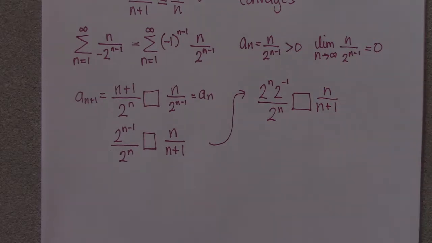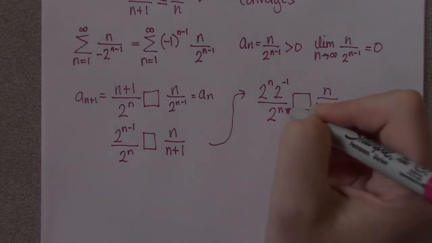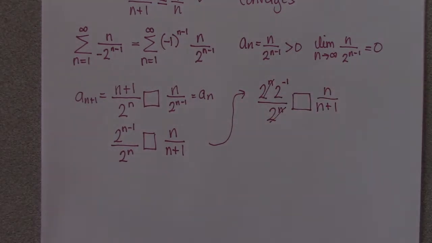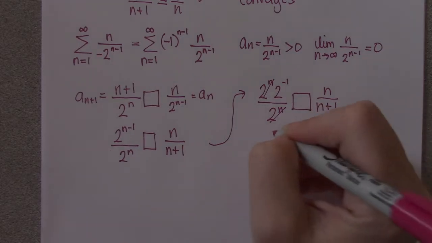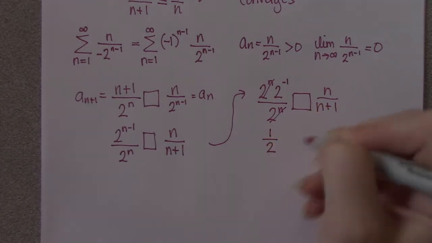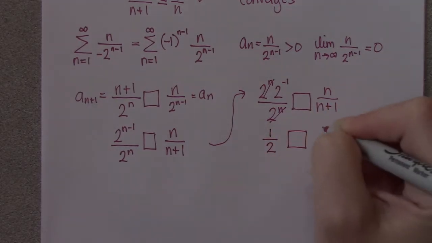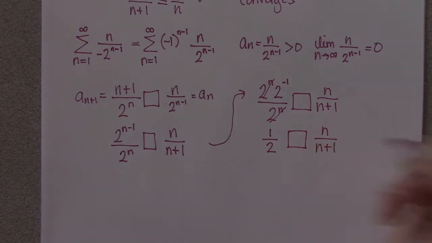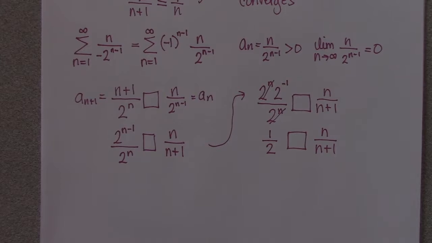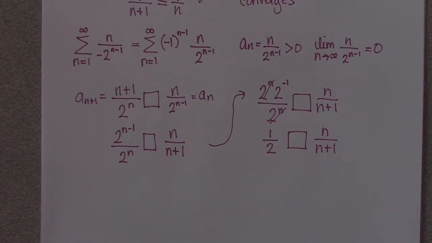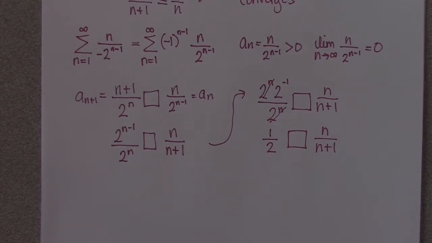I'm going to leave this alone for a second. And my 2 to the n's cancel. Furthermore, 2 to the negative 1 is just 1/2. So now I need to know, what does this do for all n? If you go back to the original series, n started at 1. So if I plug in a 1 right here, I get 1/2. If I were to plug in a 2, I would get 2/3, okay?